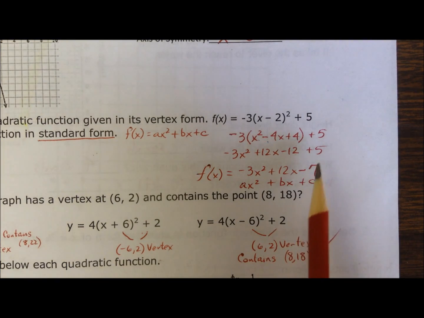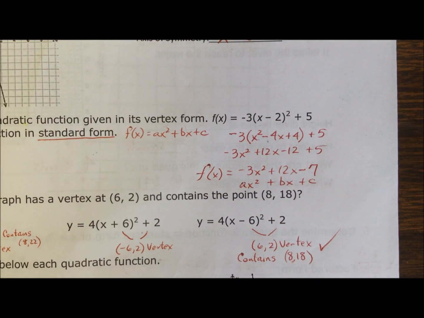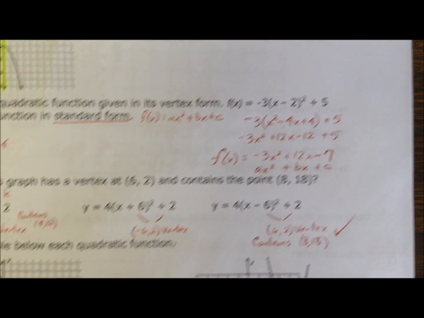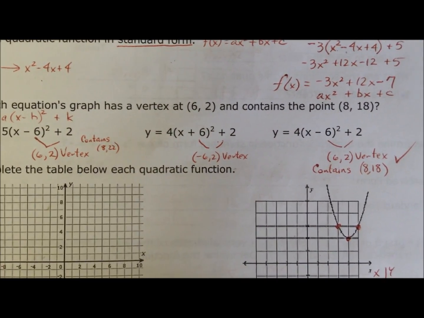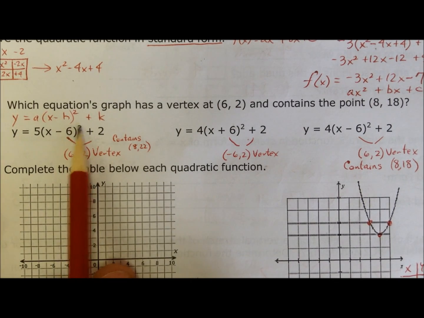And the final step is to add on this 5. And -12 plus 5 is -7, and that's in standard form. So that's your answer.